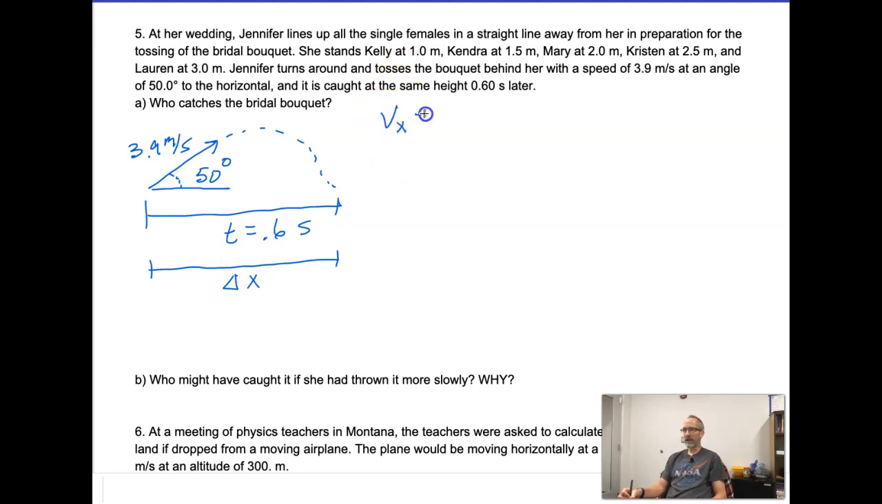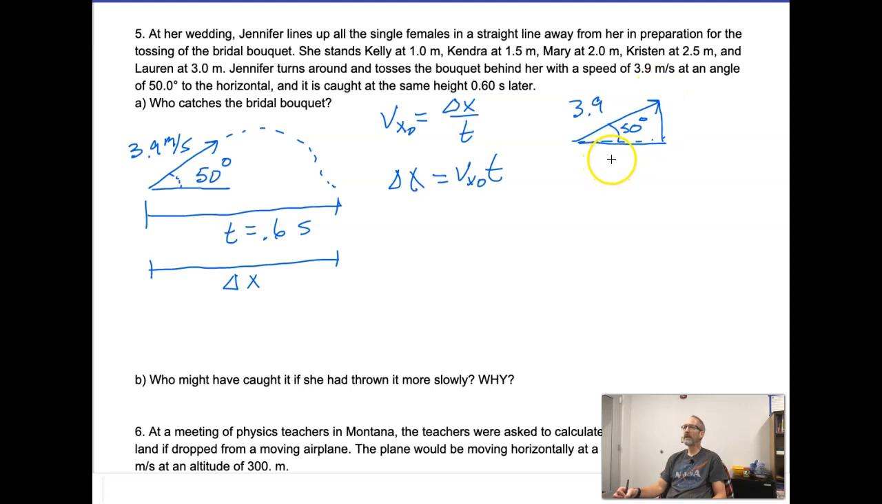Well, we know that Vxo is equal to the change in position over the time. We have the time. Do we have the speed? Almost. Do we look for delta x? Yes. So delta x is equal to Vxo times t. And we have a triangle. Here's our triangle. This is 3.9 meters per second. We have our angle of 50 degrees here, and we have the other side of our triangle.